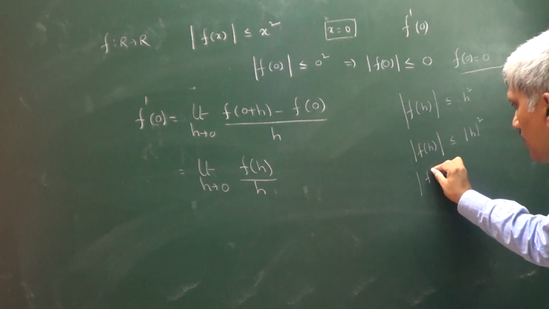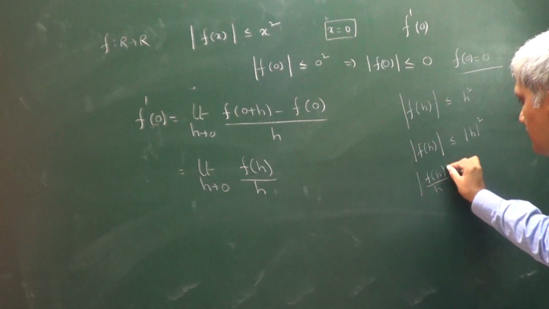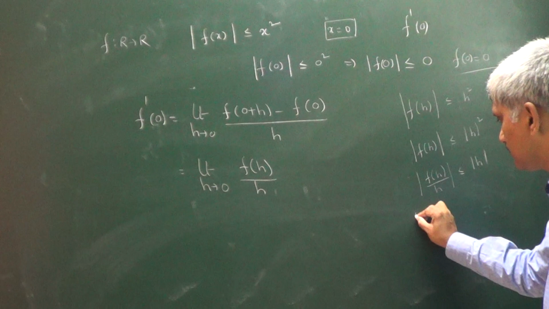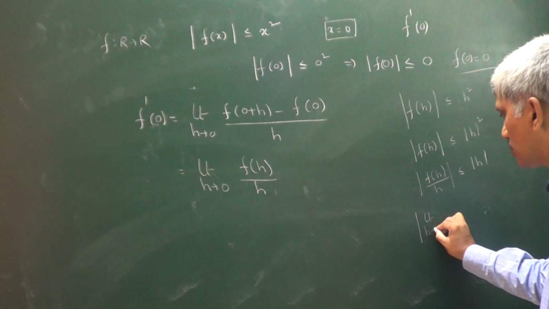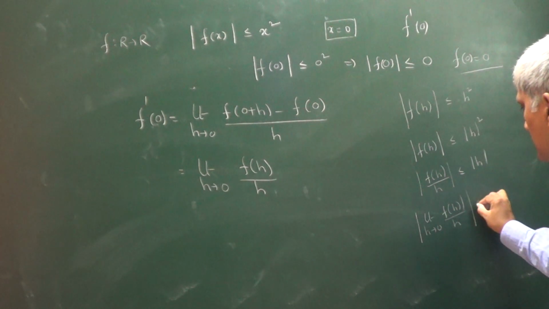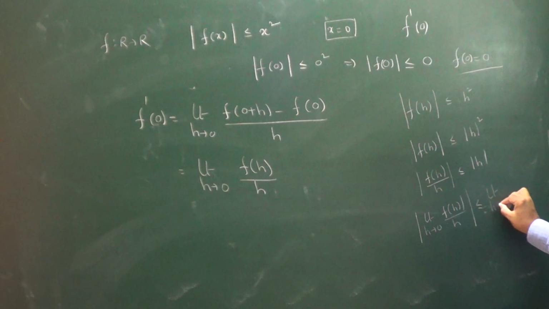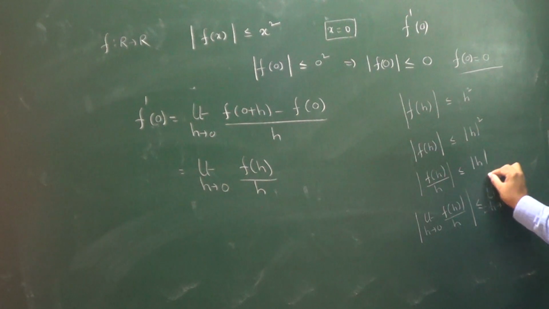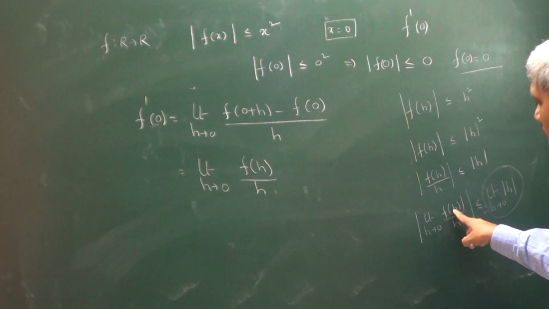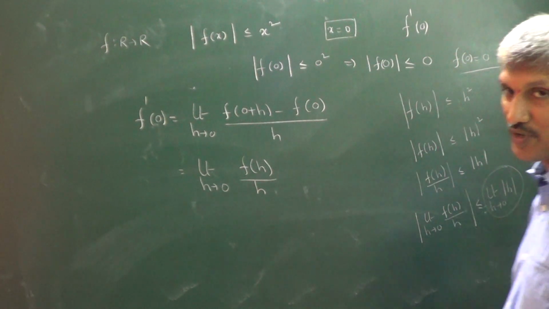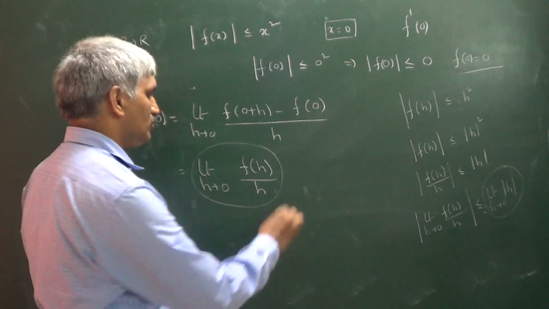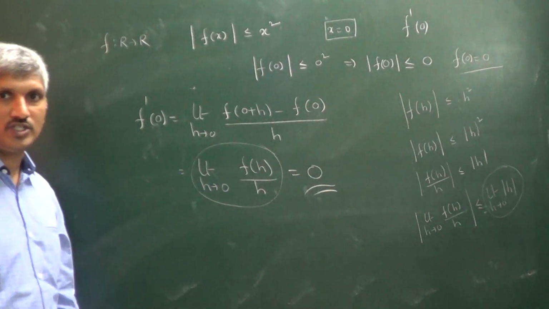Next, modulus of f of h divided by h is less than or equal to mod h. Now I apply the limit h tends to 0: modulus of limit h tends to 0 of f of h divided by h is less than or equal to limit h tends to 0 of mod h. What is this limit value? 0. So modulus of the limit is less than or equal to 0, which means there is only one possibility: this limit value must be equal to 0. That's why f dash of 0 is equal to 0.